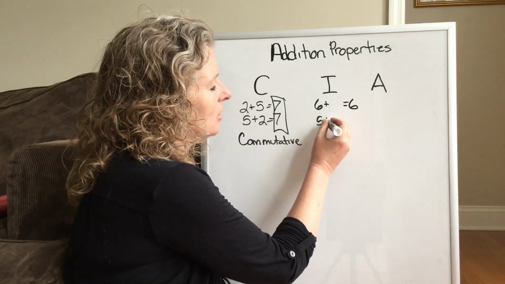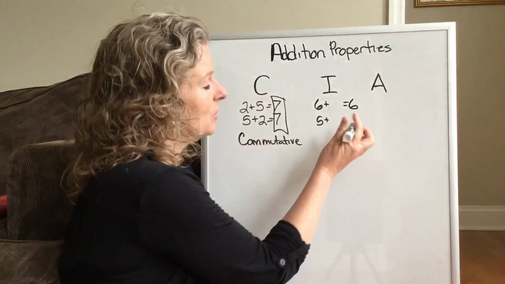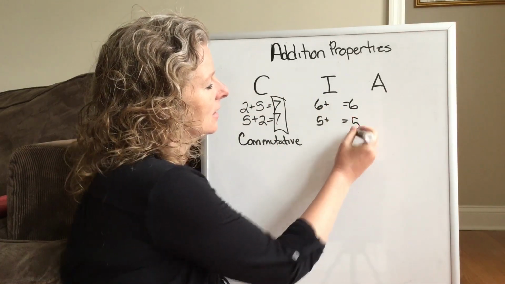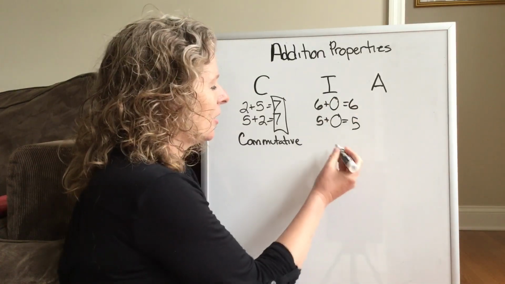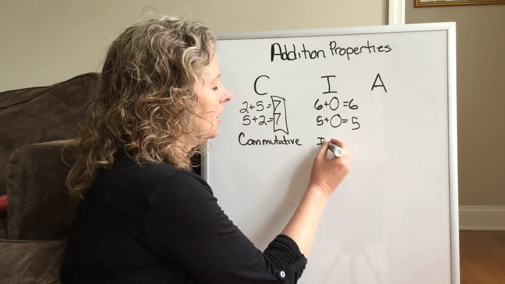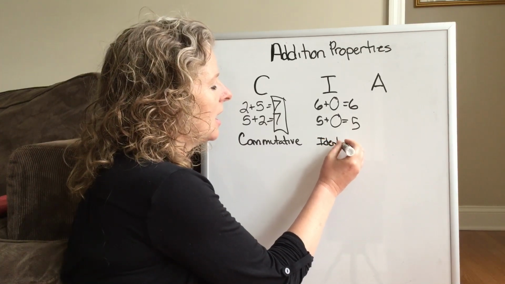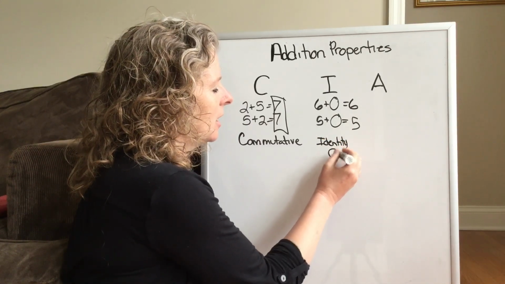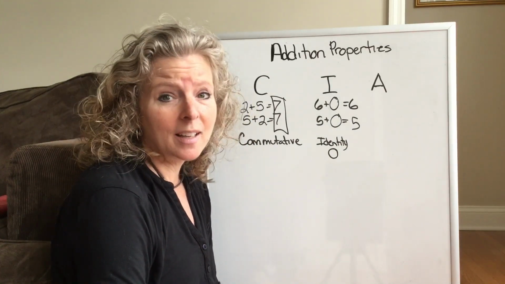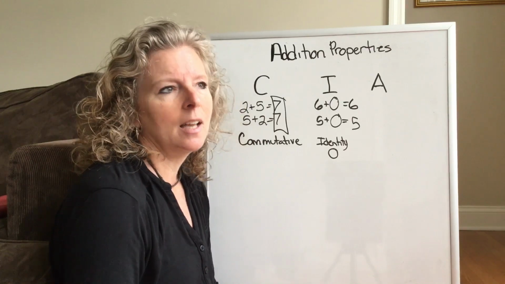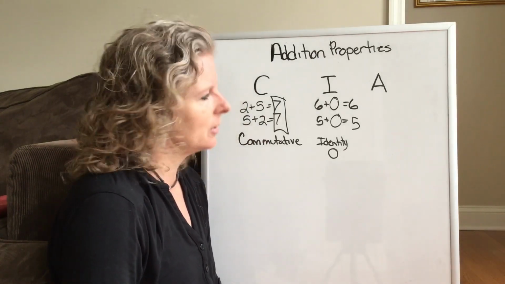What can you add to those numbers that doesn't change the number's identity? Right. 0. 0 is the magic number in the identity property of addition. If you add 0 to any number, you are not going to change the identity, the amount of that number.